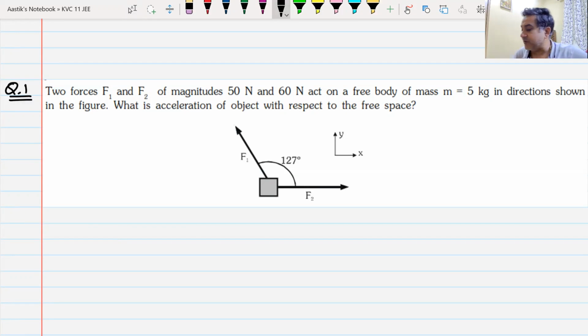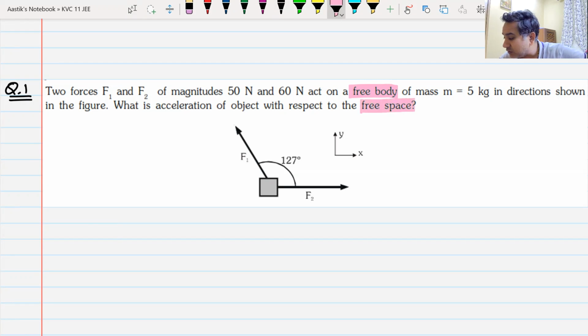This body is a free body. What do you mean by a free body? It is free to move anywhere. Now, if you keep a body on a surface, it can only move along the surface. But this is a free body. It can move wherever is possible. Mass is 5 kg. What is the acceleration of the object with respect to free space?